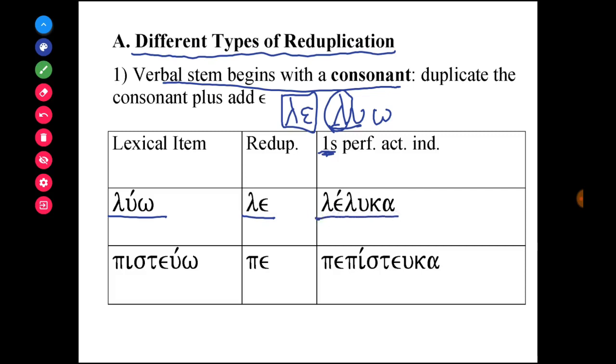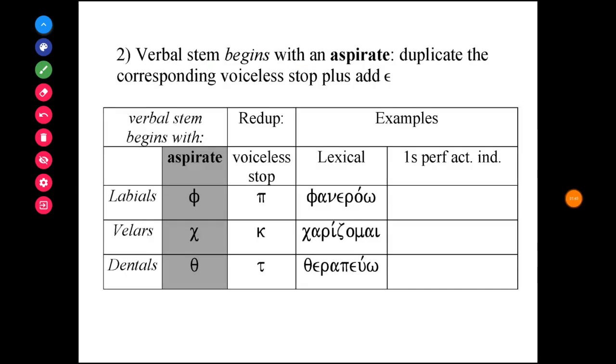If I were to have a verb like pistuo, its first letter is P, so its reduplication is P plus the epsilon, and to say I have believed is pepistuka. Now let's go over some special forms of reduplication that are attached to certain types of verbs.